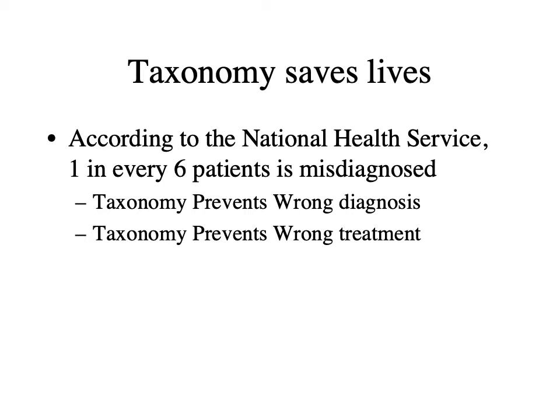Another reason why taxonomy is so important is that it can save lives. According to the National Health Service in the UK, 1 in every 6 patients is misdiagnosed. Taxonomy can prevent the wrong diagnosis. Taxonomy can then prevent the wrong treatment. If you're misdiagnosed, you could be receiving a treatment that is actually harmful to you, or you could be receiving a treatment that's not going to work because you've been misdiagnosed and you're not receiving the right treatment.